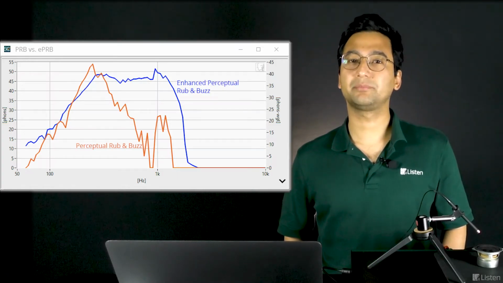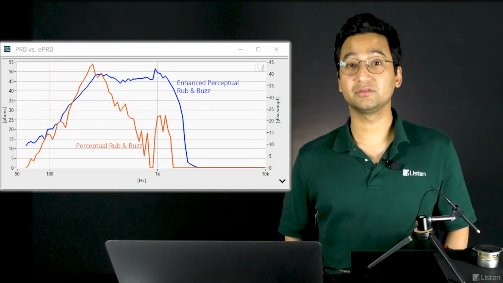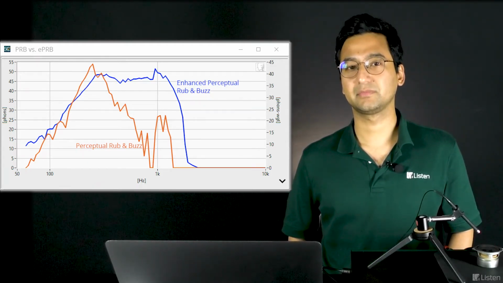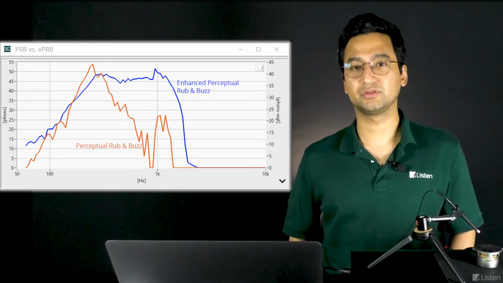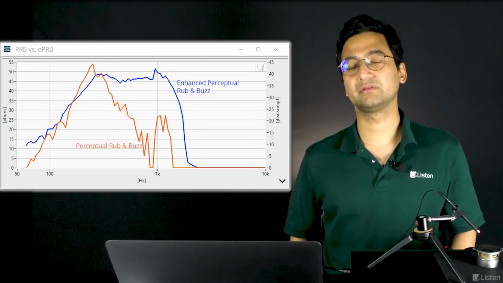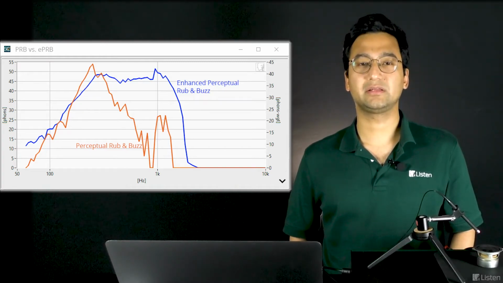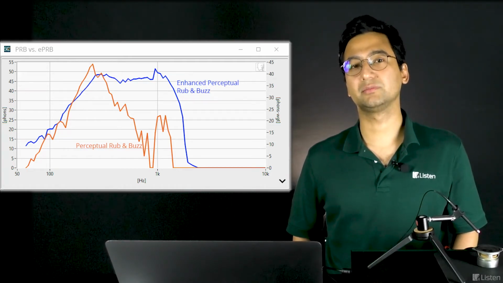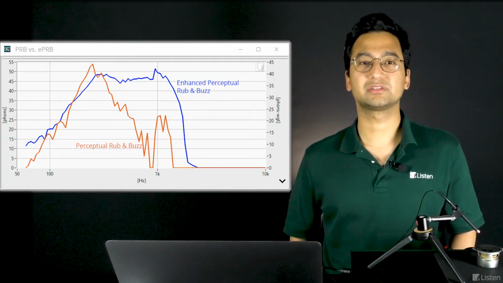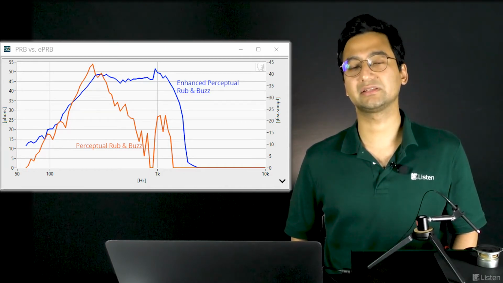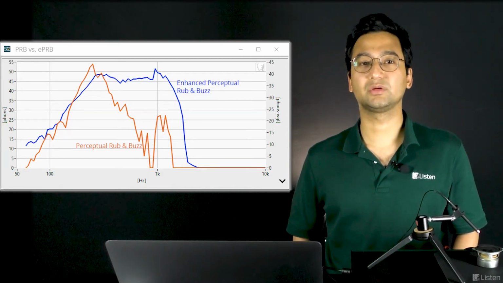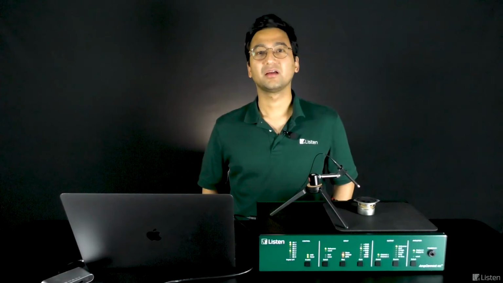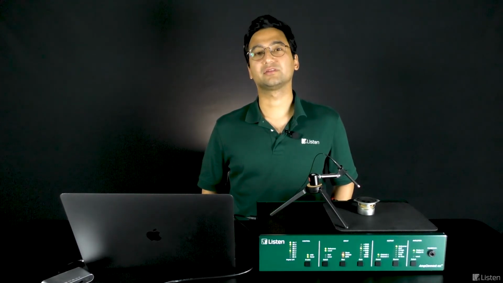You can see here we compare measurements on the same speaker using both the original perceptual rub and buzz metric and the new enhanced version. You can see that the new algorithm shows much greater distortion in the mid-frequency range. This reflects the enhancements to the perceptual algorithm that brings it closer to the behavior of the human ear. Many speakers were subjectively and objectively tested during the design of this algorithm, and the correlation with subjective scoring was significantly higher than with the prior version. Hopefully that explains the algorithm clearly.